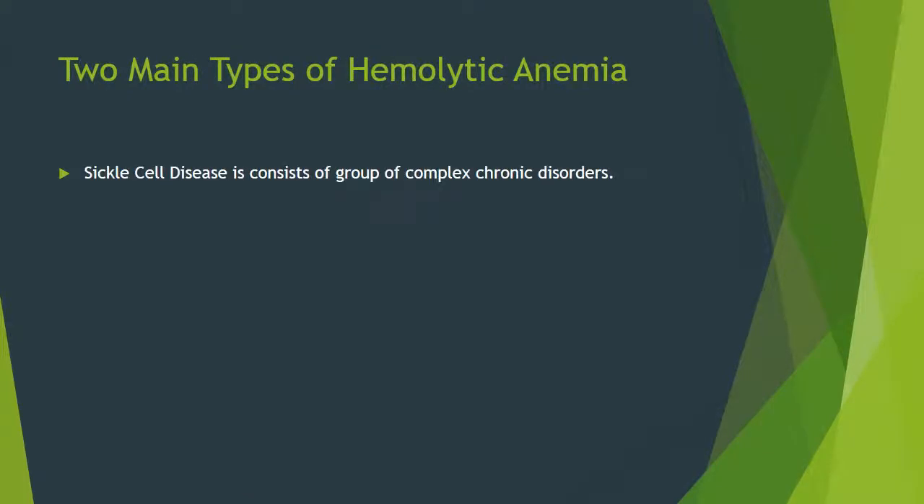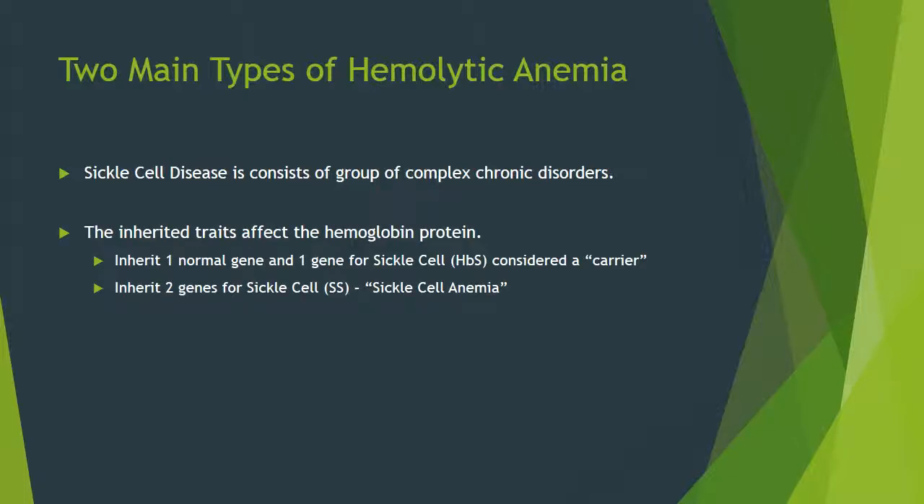Sickle cell disease consists of a group of complex chronic disorders, not just one. To become a carrier of the sickle cell trait, you would have one normal gene and one gene for sickle cell. So that's the characterization of a carrier. A person who is affected inherits two genes for sickle cell. So you would have SS.